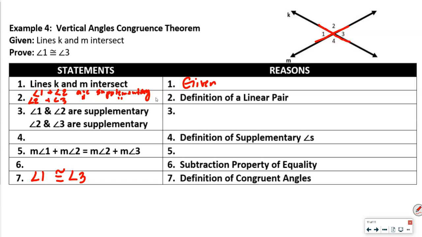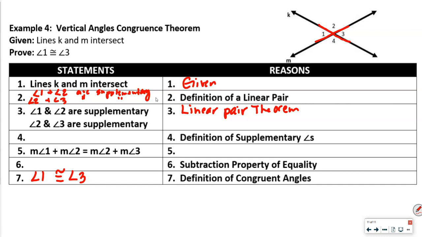So the next statement says the same exact thing, but the first one was a definition of a linear pair. The second one is a linear pair theorem. So we're going to write linear pair theorem here. And we already learned this, right? That when you add those two angles together, that is a linear pair. Okay, so what are we going to do for the next one?